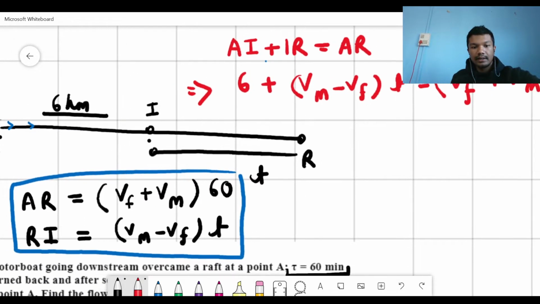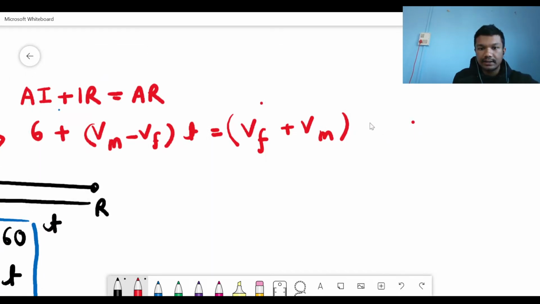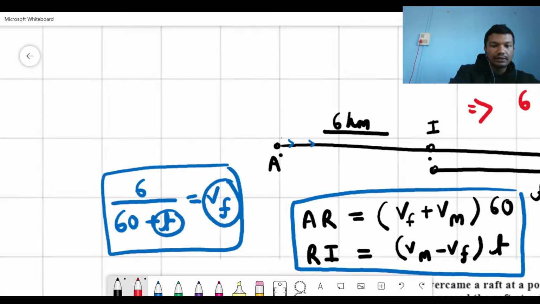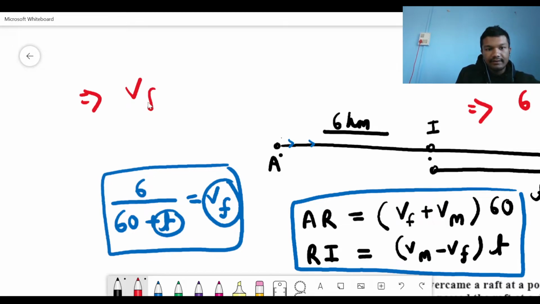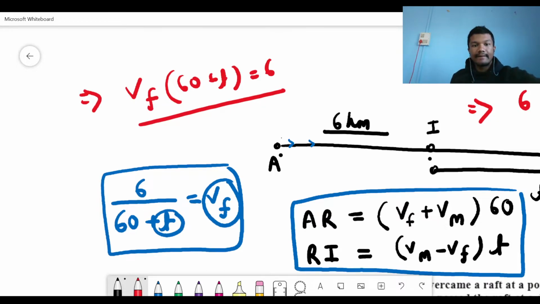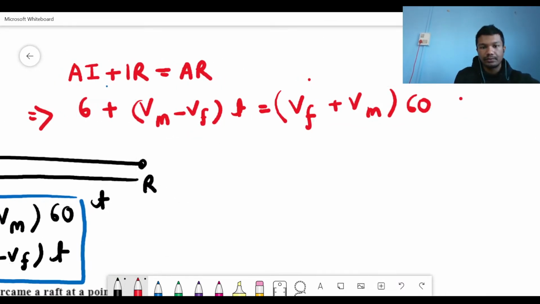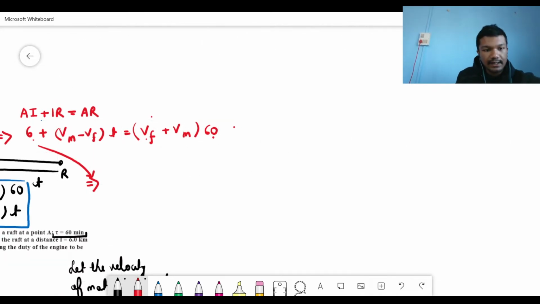Okay, let's take it as 60. And 6 equals VF into 60 plus t, we can write from this equation. So let's use that equation, because on this side VF into 60, on this side if VF into 60, then we can cancel out the VF. So let's write 6 as 60 plus t.